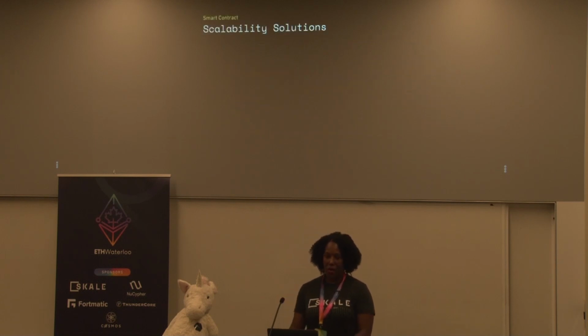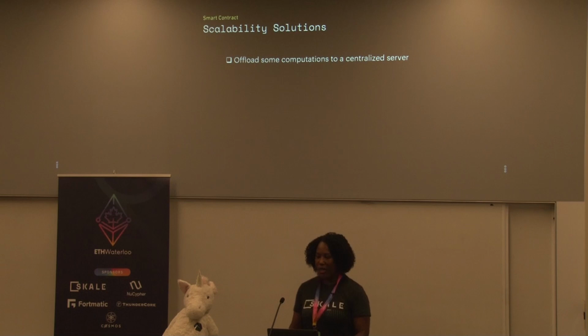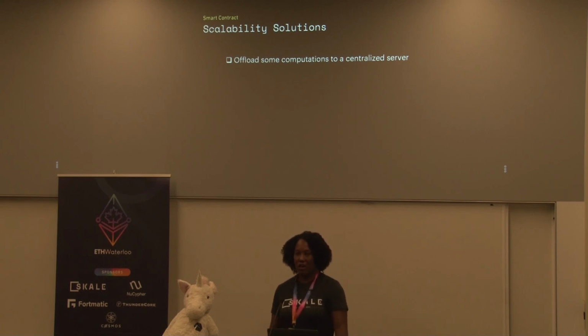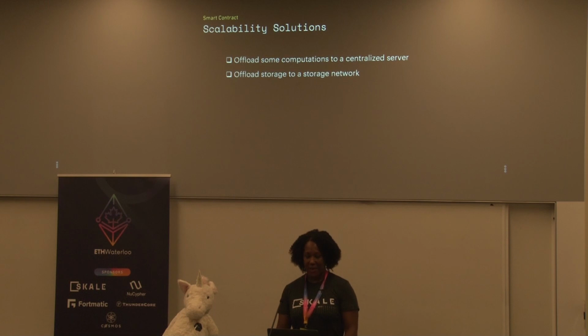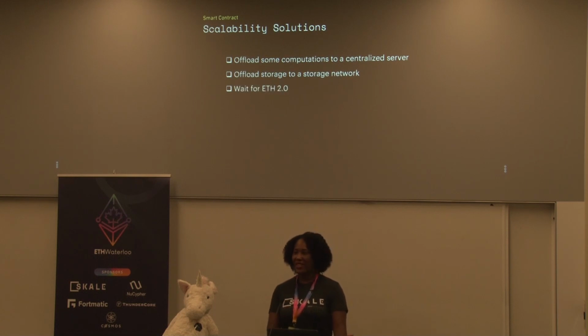So what does this mean? How can you get around this today? Typically, you can offload computation to a centralized server. You can offload storage to a storage network, such as IPFS. You can wait for Ethereum 2.0. Or you can use an elastic sidechain.